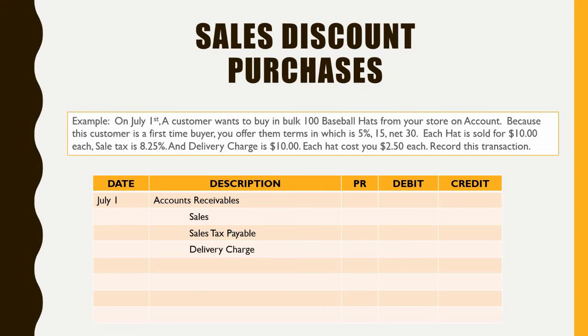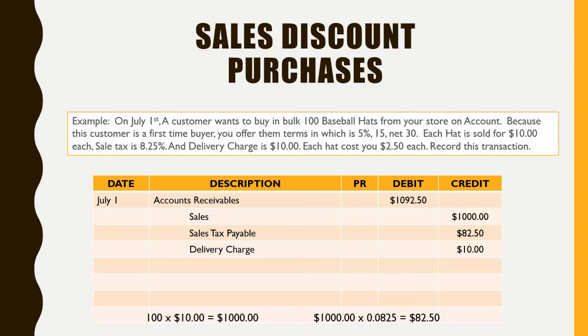All right. So let's go ahead and calculate this. What is the total sales, sales tax, and delivery? $1,000. Good. How much is the tax? $82.50. Okay. How much is the delivery charge? $10. $10. So there you go. Total is going to be $1,092.50.